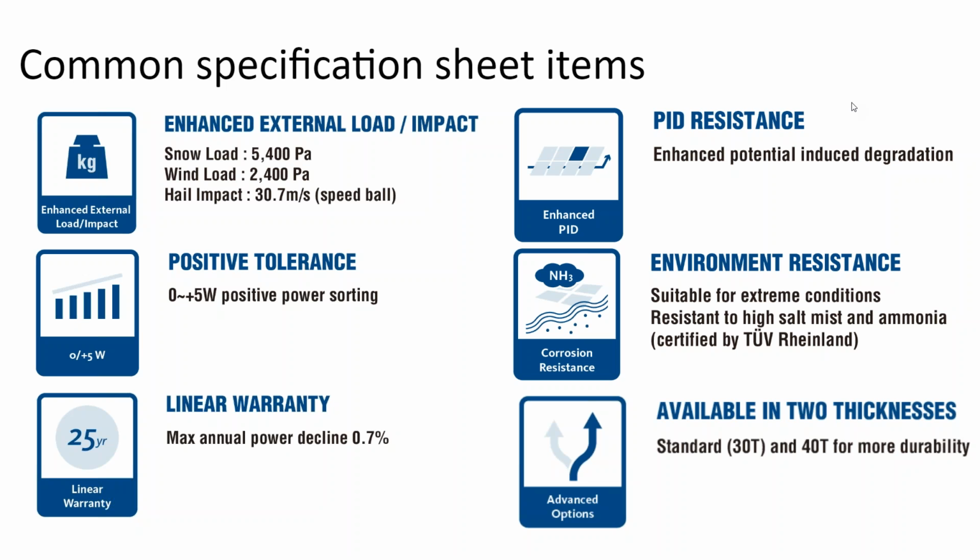And so now we see a couple of things on our spec sheets. We see snow load, wind load, hail impact. The module frame is available in different thicknesses, which can impact how much load it can take. So you can get a stronger module rated for hurricane winds. We see the positive tolerance, and we understand that comes from manufacturing. We see a maximum power decline of 0.7% a year. We expect it to be around 0.5%.